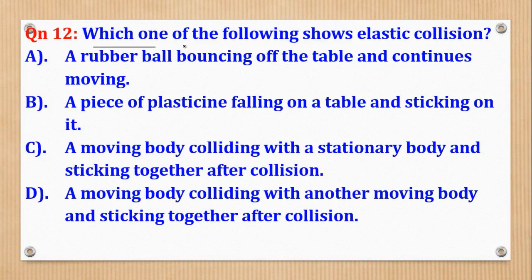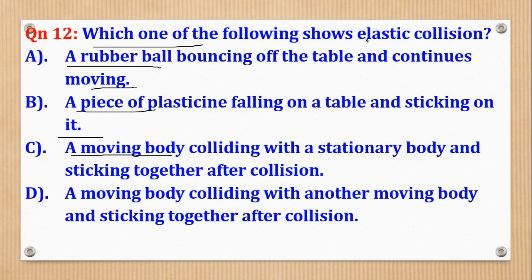Question 12. Which one of the following shows elastic collision? A: A rubber ball bounces off the table and continues moving. B: A piece of plasticine falling on a table and sticking on it. C: A moving body colliding with a stationary body and sticking together after collision. D: A moving body colliding with another moving body and sticking together after collision.